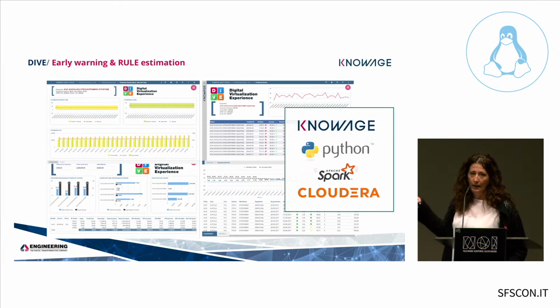And everything has been done using open source with this stack: Cloudera for the data lake, Spark and Python for all the machine learning models, and Knowage for the data visualization and for the simulation model, where we also collect other data that come from the ERP, SAP, or other systems to build those kinds of impact analysis, starting from the machine learning results.